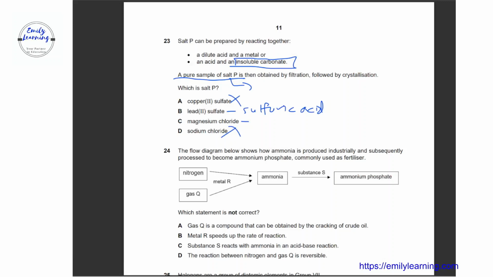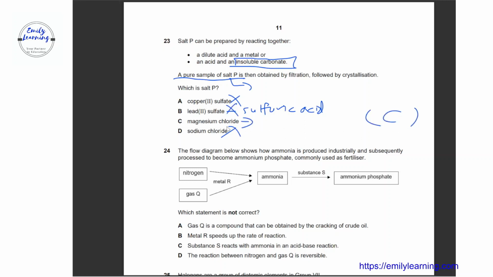So we will not have a pure sample of P in a solution that can be obtained by filtration followed by crystallization. You don't need crystallization if it is a solid, you'll just get it by filtration. But there are more problems to it, because the insoluble lead 2 sulfate will precipitate on top of the carbonate or the metal, and then the reaction will stop before all the metal or the carbonate has reacted. So it's a bad idea. So in other words, we know B is out. So C is the answer.